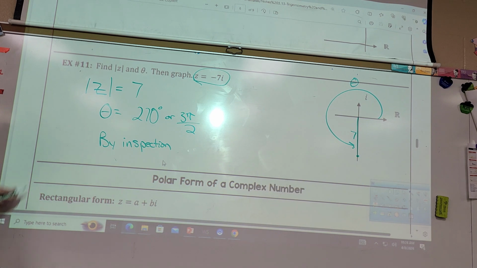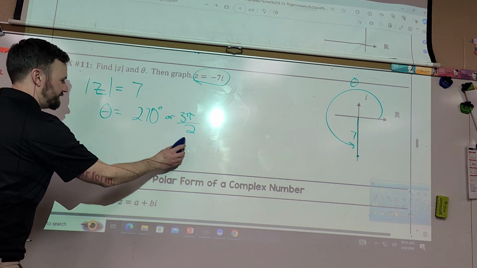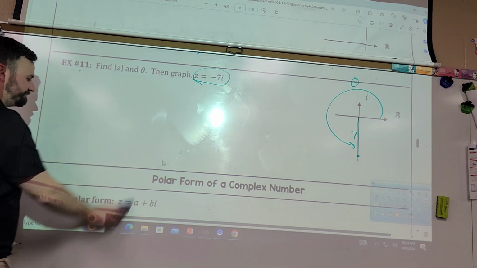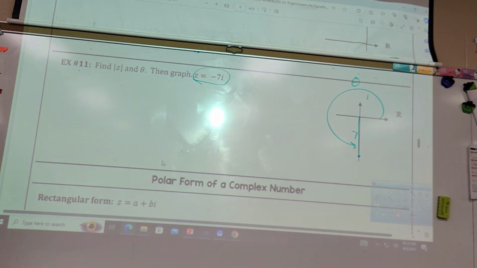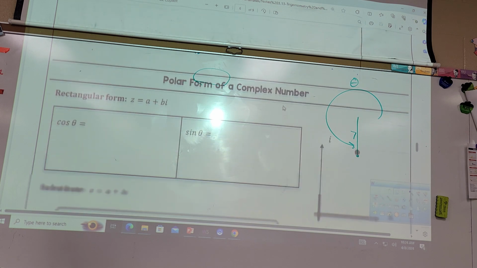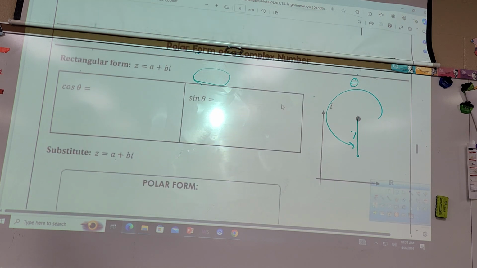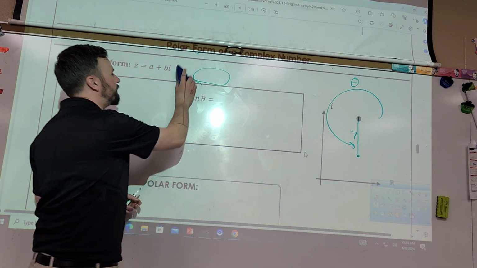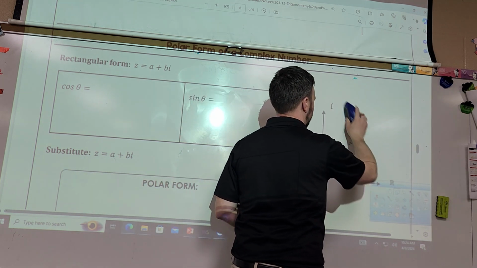All right. How'd that one feel? Good. All right, now let's get to the nitty gritty. Why did we come here? What's the point of all this? Because I want to convert this to polar form.